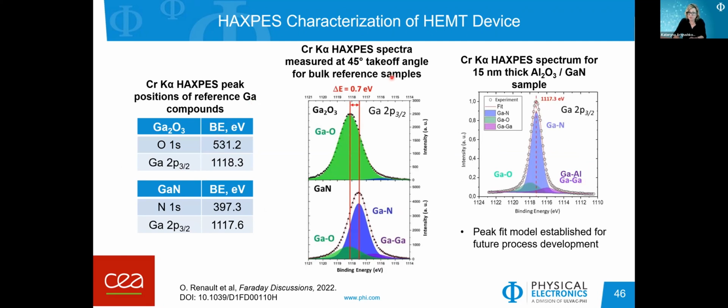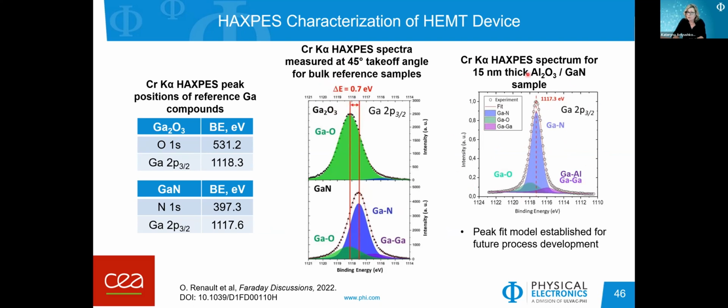And of course, the chemistry is really important. We can look at the reference materials, and we can see that we ran these references using a chromium source. For bulk reference materials, we know the shift between gallium oxide and gallium nitride for the gallium 2p transitions.